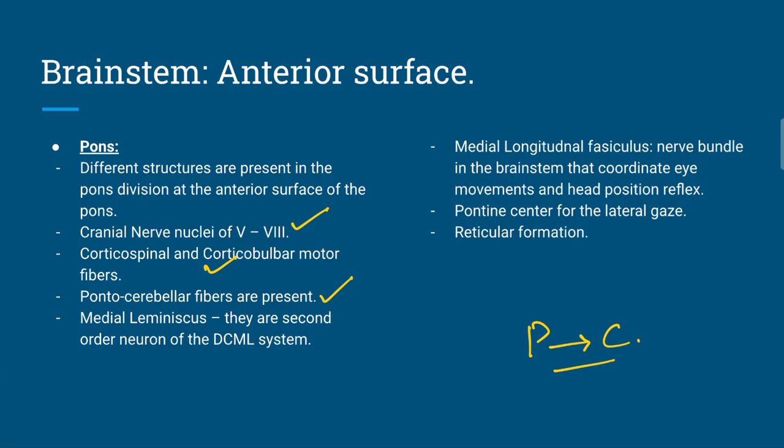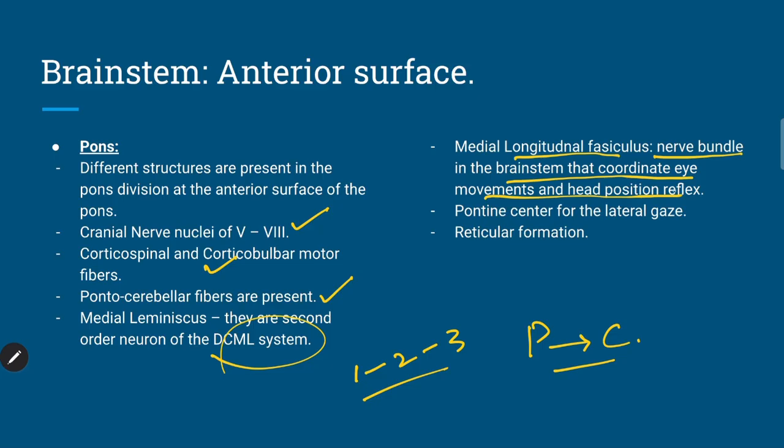Then we have the medial lemniscus, and they are the second order neuron of the DCML system. If you remember, we have the first and the second and sometimes the third. So this is the second order neuron in the medial lemniscus. We will also have a medial longitudinal fasciculus, which is a nerve bundle in the brainstem that coordinates eye movements and the head position reflex. And on the surface, we can also appreciate the pontine centers for the lateral gaze and the reticular formation.